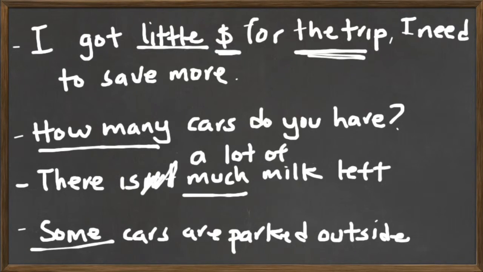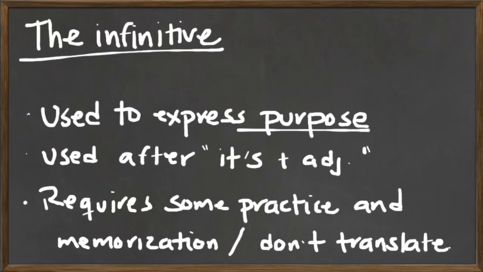So here's our quantifier, some, and we're talking about a countable noun, which is cars, and we're saying that they are out there in the parking lot parked. Now the next one, which would be the infinitive form. We have some notes up for it.